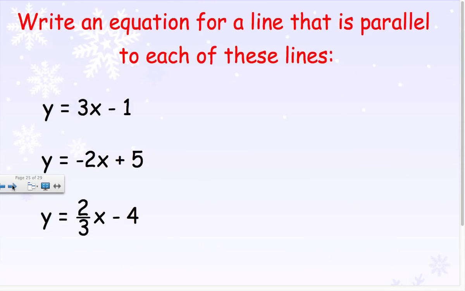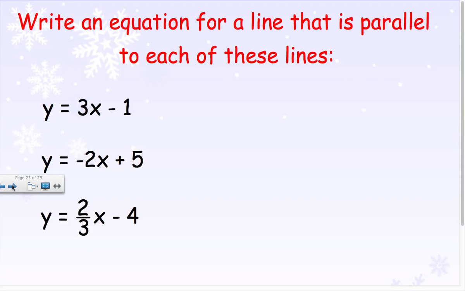Write an equation for a line that is parallel to each of these lines. So they're not giving me a whole lot of information here except for my given line. Now in the examples we did in the other lessons, they gave us a point that our line needed to go through in order to figure out our y-intercept. On this one, our y-intercept isn't going to matter. We can make it be whatever we want to. The important part is going to be our slope.